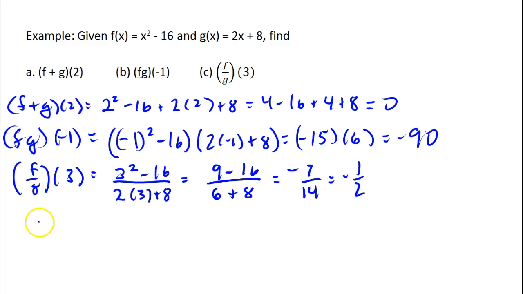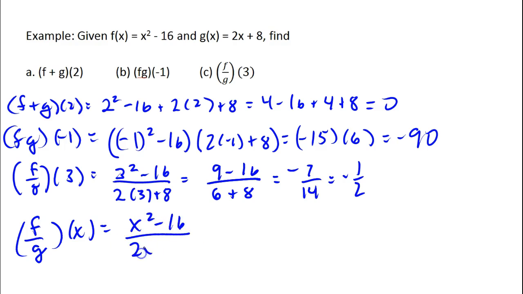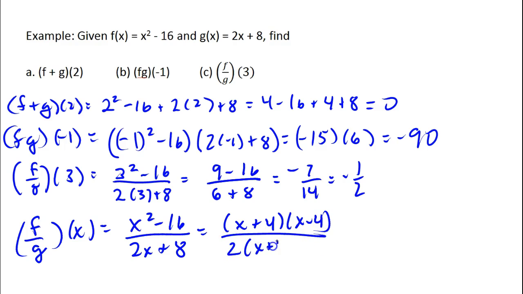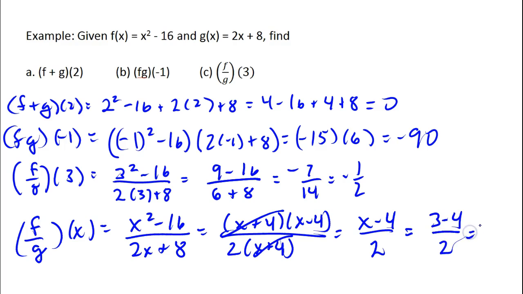Now there's another way you can do this. You can go ahead and figure out what f divided by g of x is first, okay? So that's x squared minus 16 over 2x plus 8, and I notice we can factor that. So I'll do that on the top, and I'll do that on the bottom. And now I can cancel, and I get x minus 4 over 2. So that means that f over g of 3 would be 3 minus 4 over 2, which is negative 1/2, which is the same answer we got doing it the other way. You can pick either way you want. You can figure out the new function first and plug the numbers in, or you can plug the numbers in and work it out.